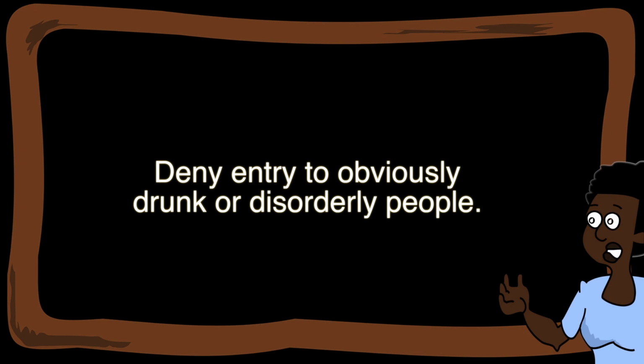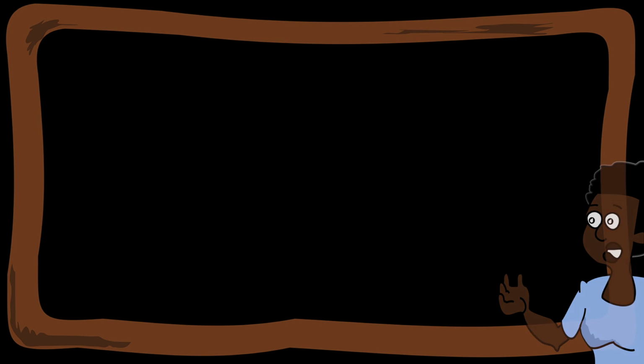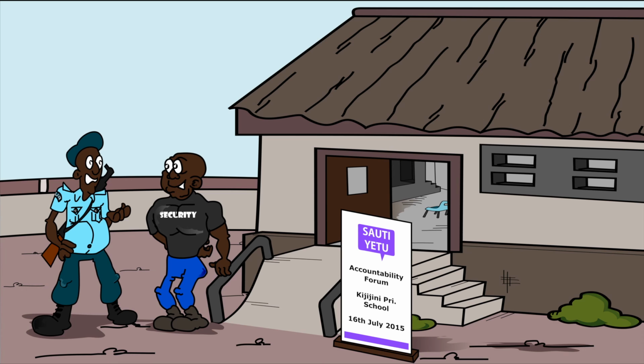Deny entry to obviously drunk or disorderly people. Arrange to have security deny entry to people who are clearly intoxicated or speak belligerently to the people around them or about any of the speakers.